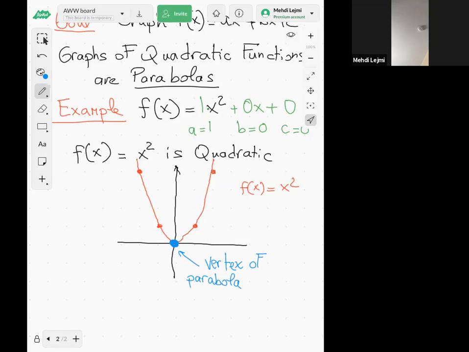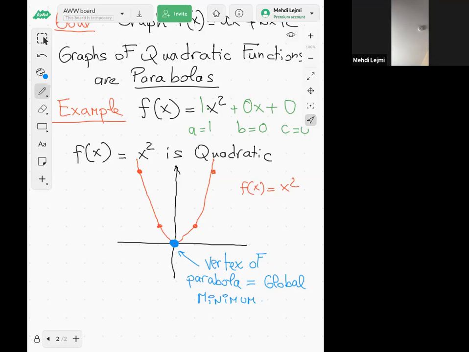And as I said, it's the lowest point in the graph. So the vertex would be like a minimum here, right? It's the lowest point in the graph, so it's a global minimum, right? It's a global minimum.